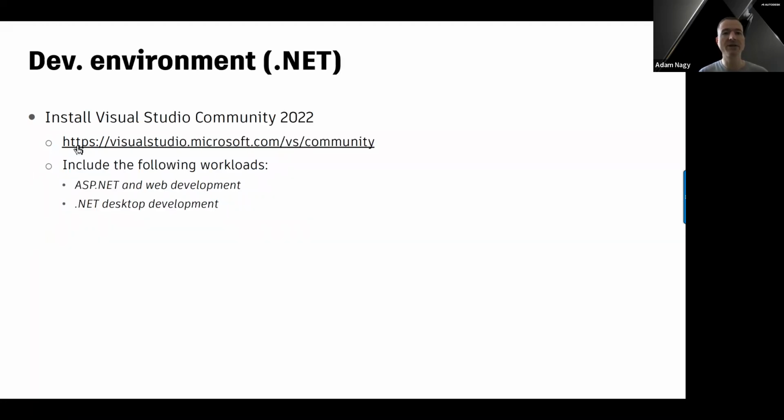And then the last step is installing Visual Studio Community 2022. This should be a free version of this programming environment that you can download and run. The only thing you have to make sure of is that you add these two parts, the ASP.NET web development and .NET desktop development.